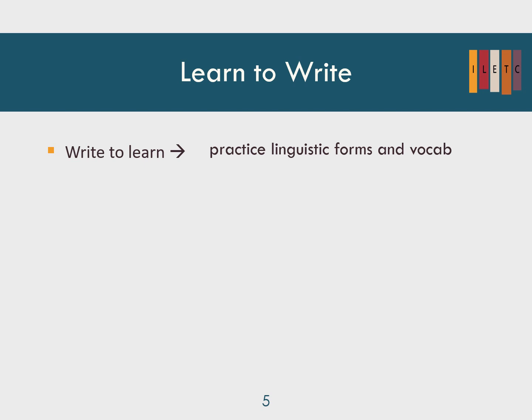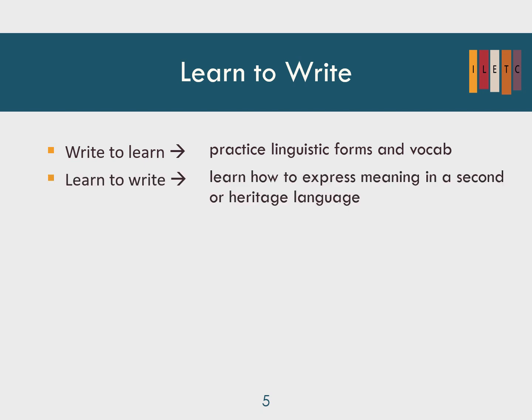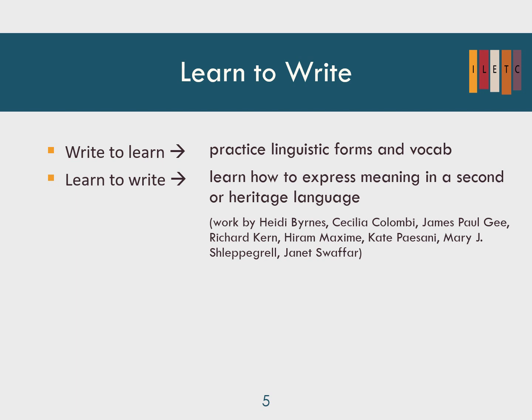A different use for writing, though, is to explicitly teach students how to create meaning in the heritage language, what the field calls learning to write as opposed to writing to learn. There is plenty of work published on this use of writing for both heritage language learners and L2 learners at different levels of proficiency. When learning to write, the writer must learn to identify an audience and to choose the linguistic, pragmatic, and sociocultural features appropriate for this audience.